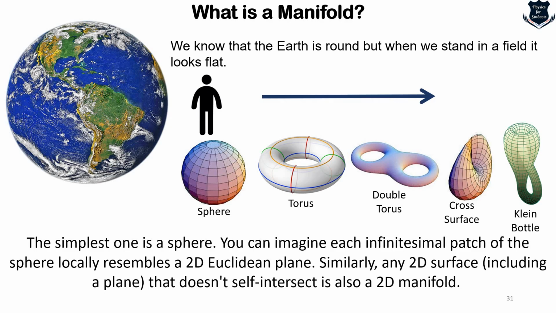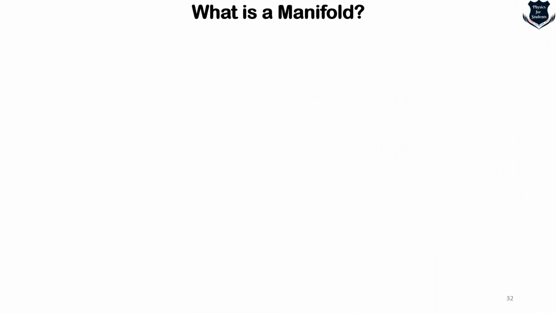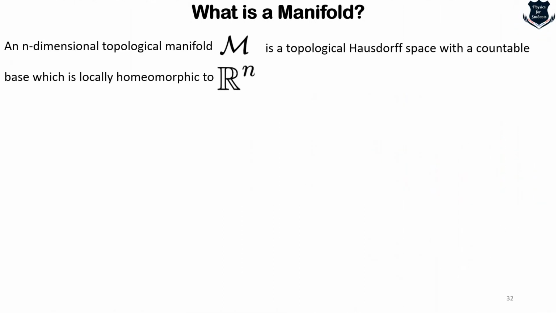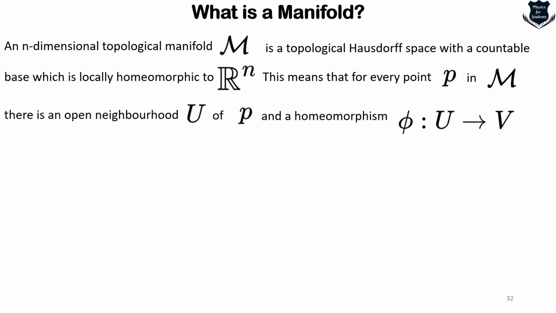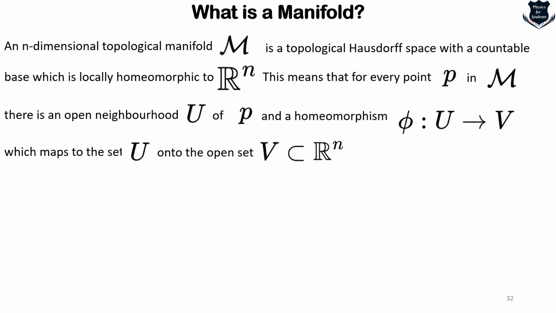So if we go in terms of the mathematical understanding, here you can see an n-dimensional topological manifold. M is a topological Hausdorff space, I hope you understand Hausdorff space, with a countable base which is locally homeomorphic to Rn. And what does it mean? It means that if you take a point P in the manifold M, there is an open neighborhood U of P, and there is a homeomorphism phi which maps U to V, and this open set V is a subset of Rn.